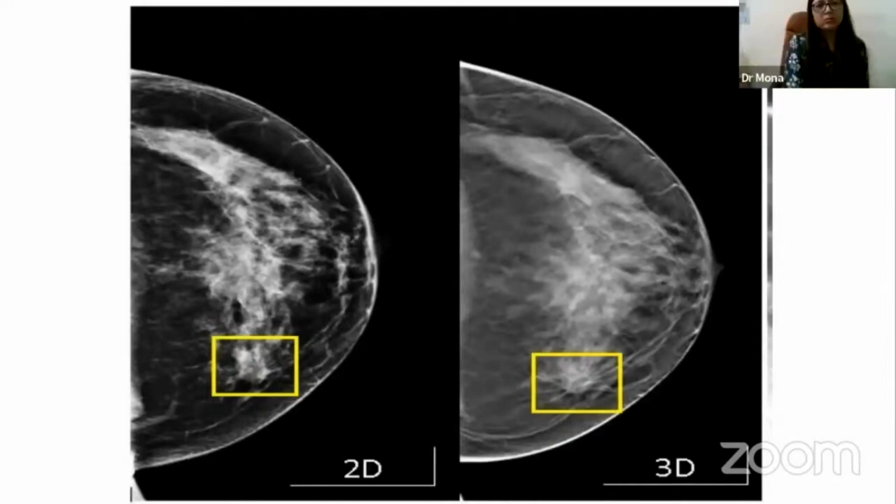If you can see, this is a conventional 2D mammogram, and I'm pointing out this particular lesion. Now, the margins of this lesion are not well seen because of a lot of overlap of the tissue here. In contrast, when we do the 3D digital mammography with tomosynthesis, you can see the speculations extremely well on this tomosynthesis image. You can go to the next slide.